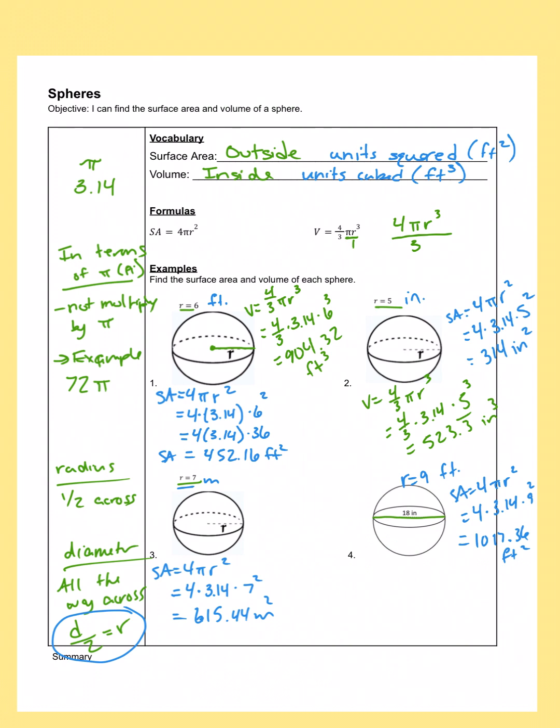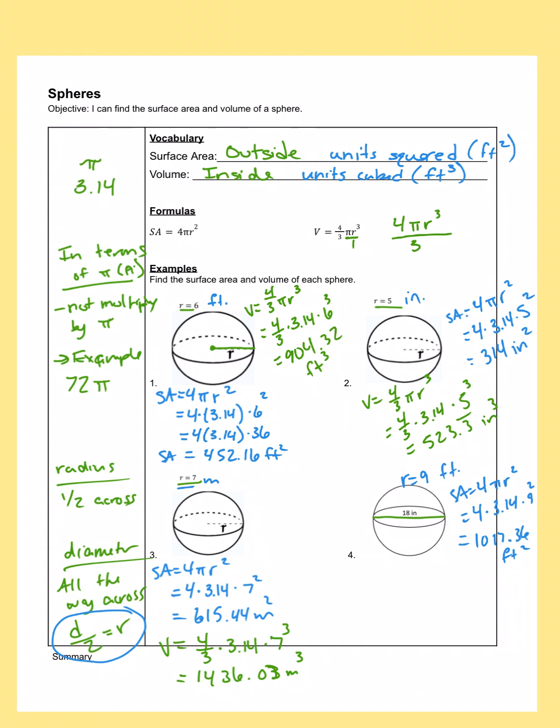Number 3 for the volume. I'm just going to go ahead and plug it in here. So we have 4/3 times 3.14 times, in this case, our radius is 7, so 7 to the third. And then we multiply all that out in the calculator. And we get 1,436.03 if we round to the nearest hundredth. And this was meters, so meters to the third.